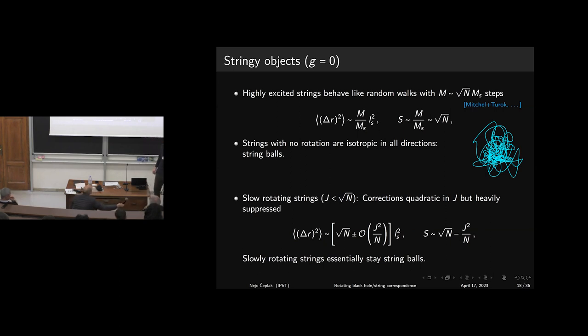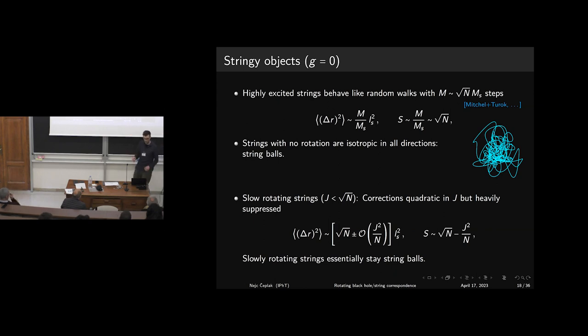This comes from looking at the sizes, right? You can calculate the size of a string ball with fixed angular momentum, and then it just falls out in this way. Essentially you expand in J, and then you get the quadratic correction. This works only for small J. J must not scale with any power of n, because as soon as you start to scale with some power like n to the 1/2, for example, then this approximation breaks down.